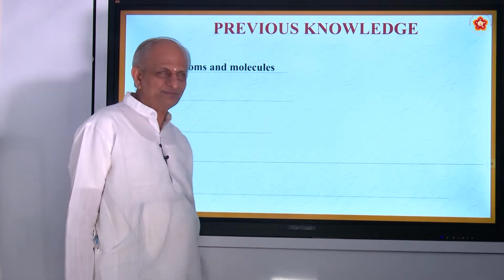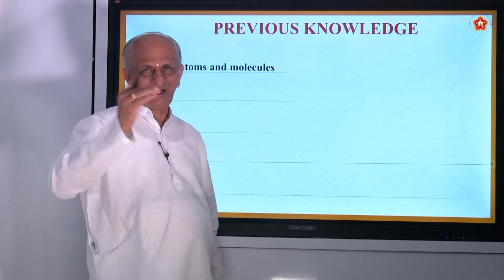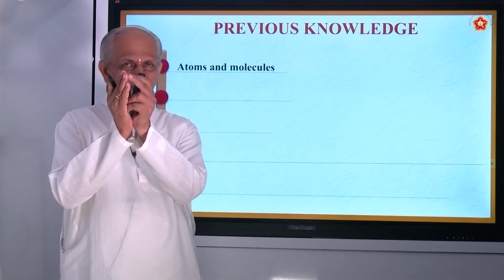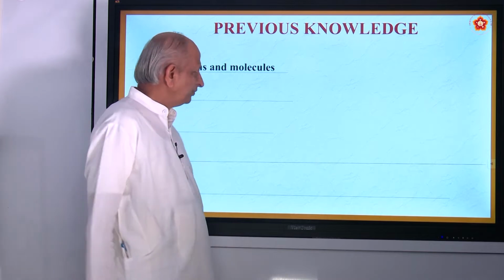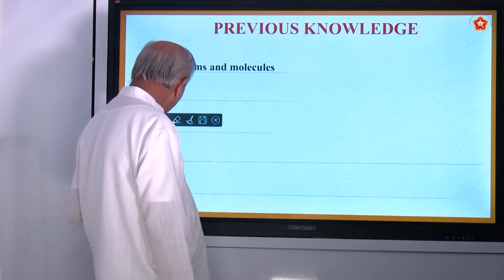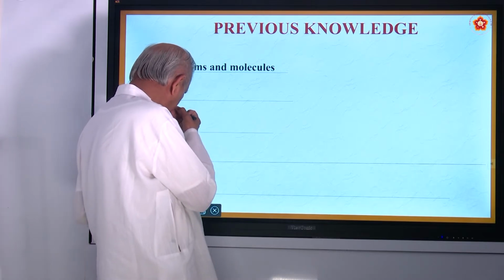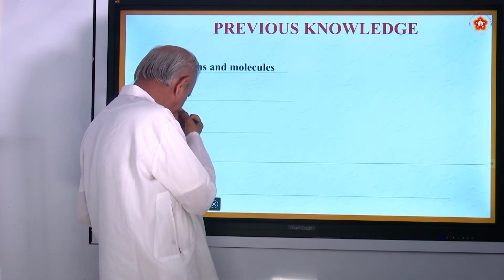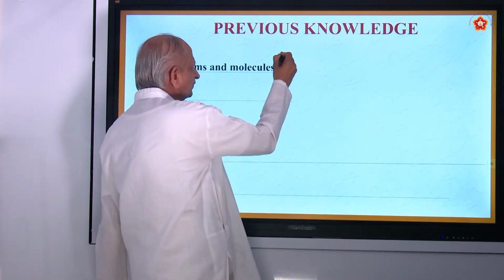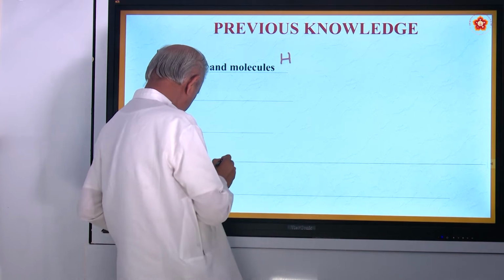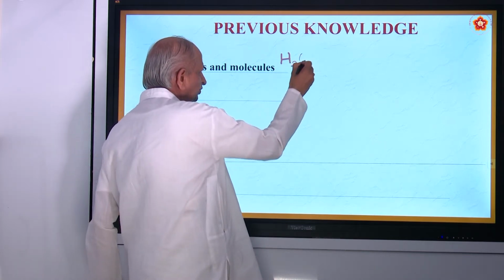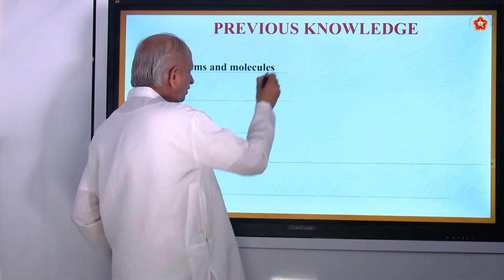And what are molecules? Two or more atoms of the same element or of different elements combined together form a molecule. For example, we call water, which is formed by the combination of hydrogen and oxygen, a water molecule, and we write it as H2O. So, H2O stands for water molecule.